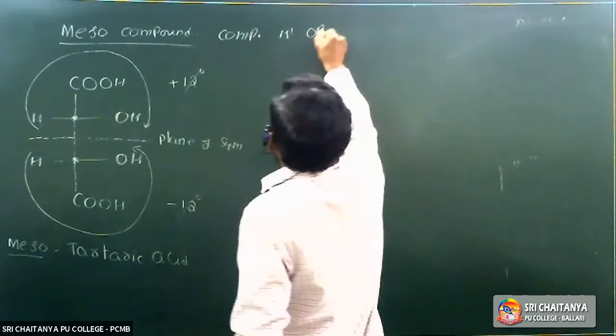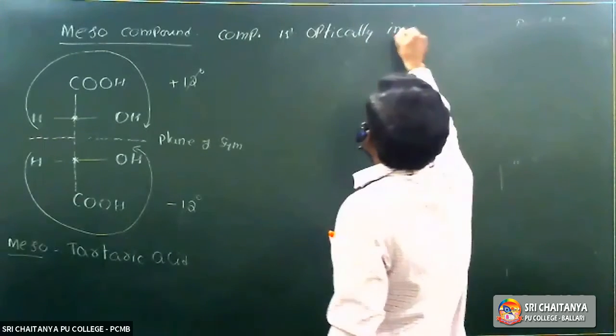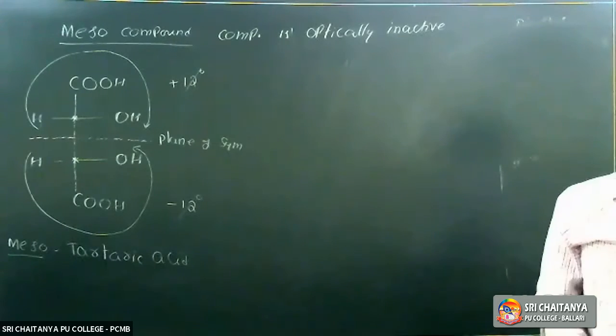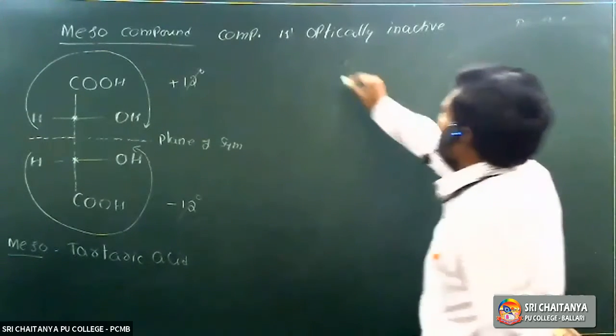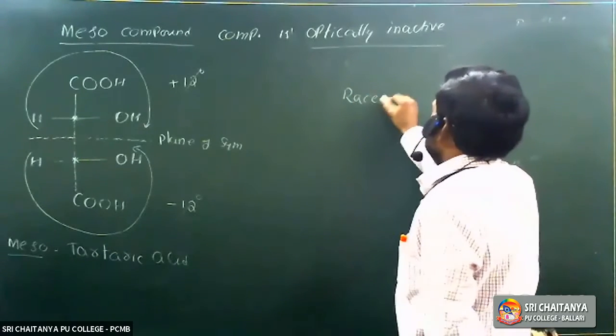A meso compound is optically inactive. What is the reason? A racemic mixture is also optically inactive.